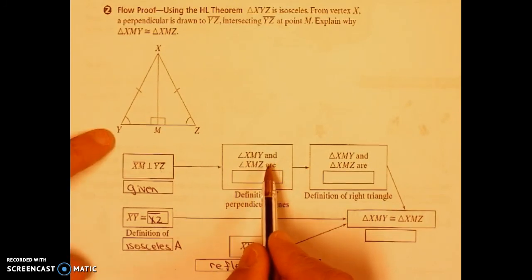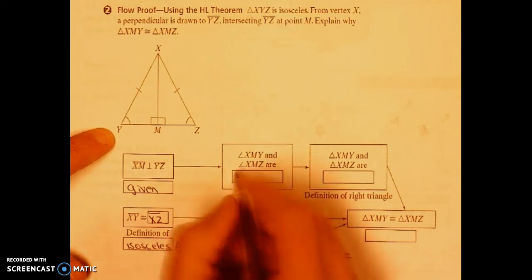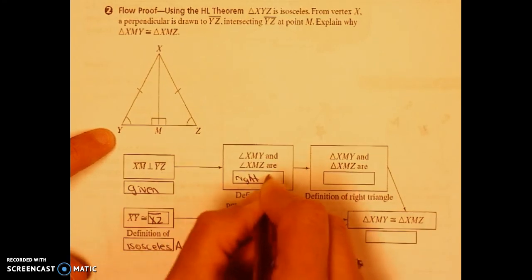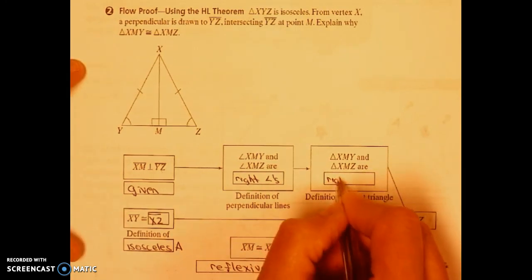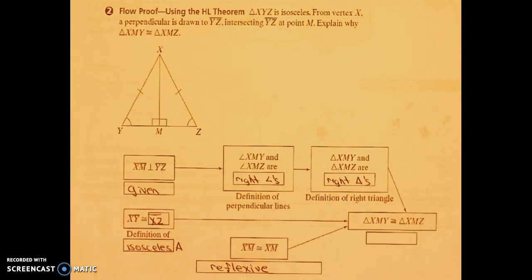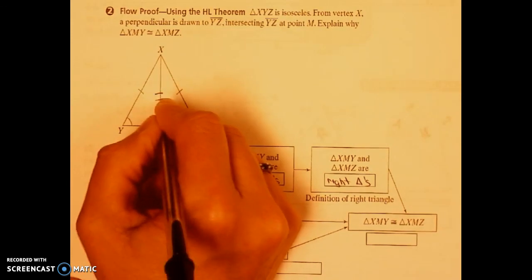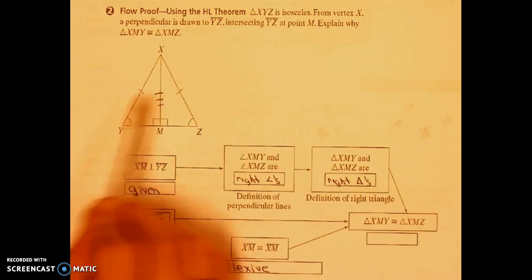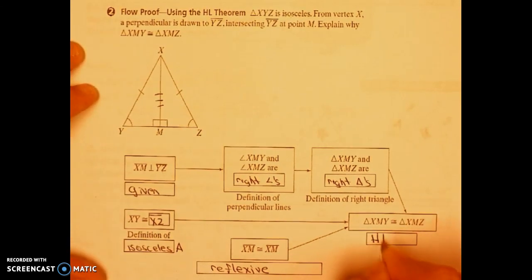Let's go up here. It says XMY and XMZ are perpendicular, and the reason they're telling us is definition of perpendicular lines. Remember, perpendicular lines create right angles, so those two angles are right angles, which means these two triangles are right triangles. I've got my right angles. I have this reflexive side in here, which is acting as one of the legs. I also have my hypotenuse congruent way back here, so the triangles are congruent by the hypotenuse leg.